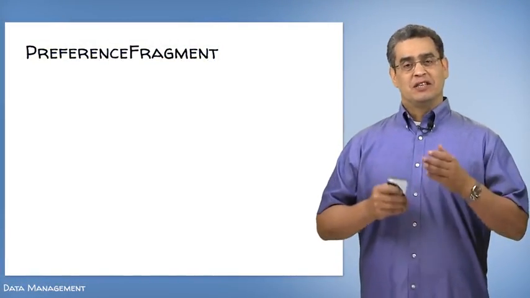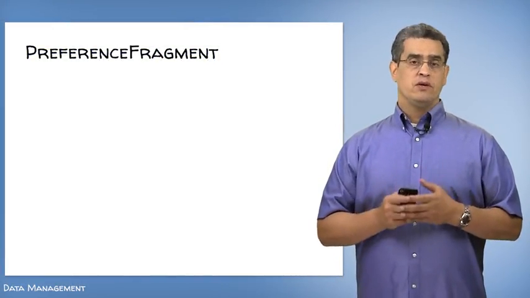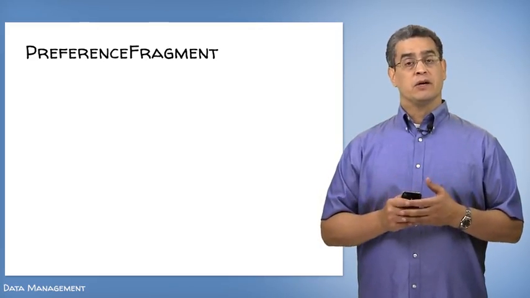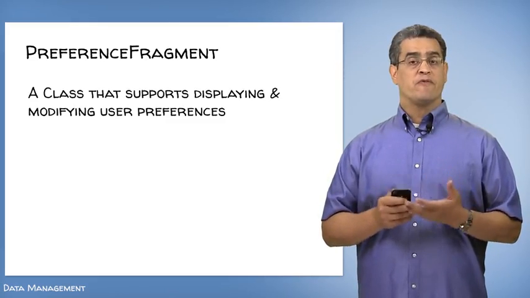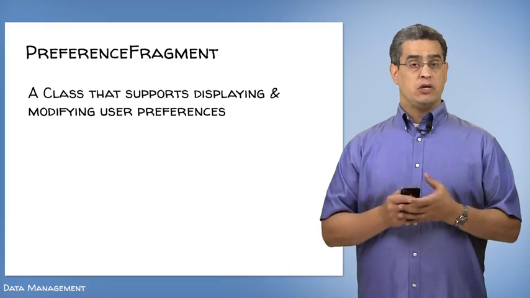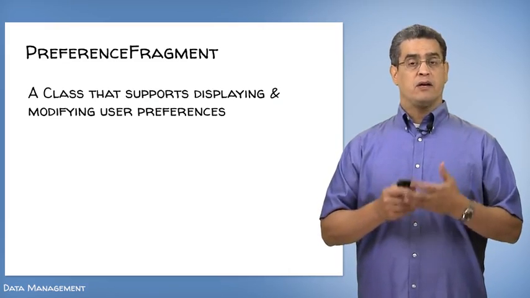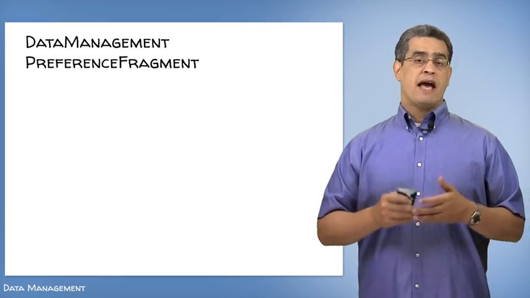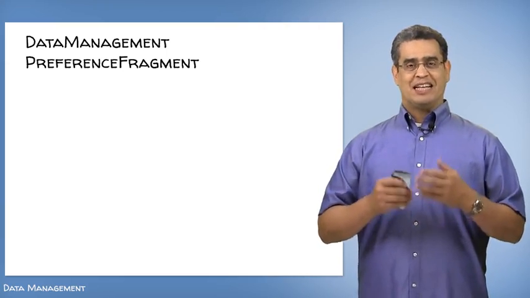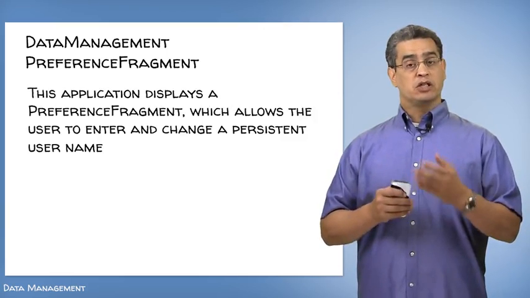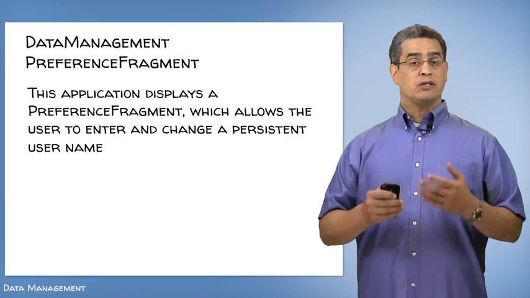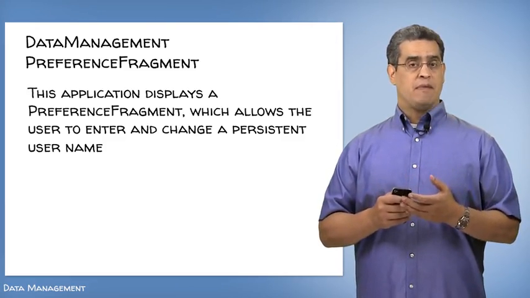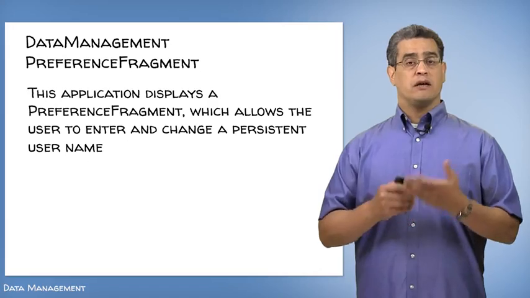As I said earlier, the shared preferences class is often used to store an application's user preferences. To make this easier, Android provides a class called Preference Fragment that applications can use to display and modify user preferences. Our next example application is called Data Management Preference Fragment. This application uses a preference fragment to display and modify an application's user preferences. In this case, the preference is the name that the application will use when addressing the user.